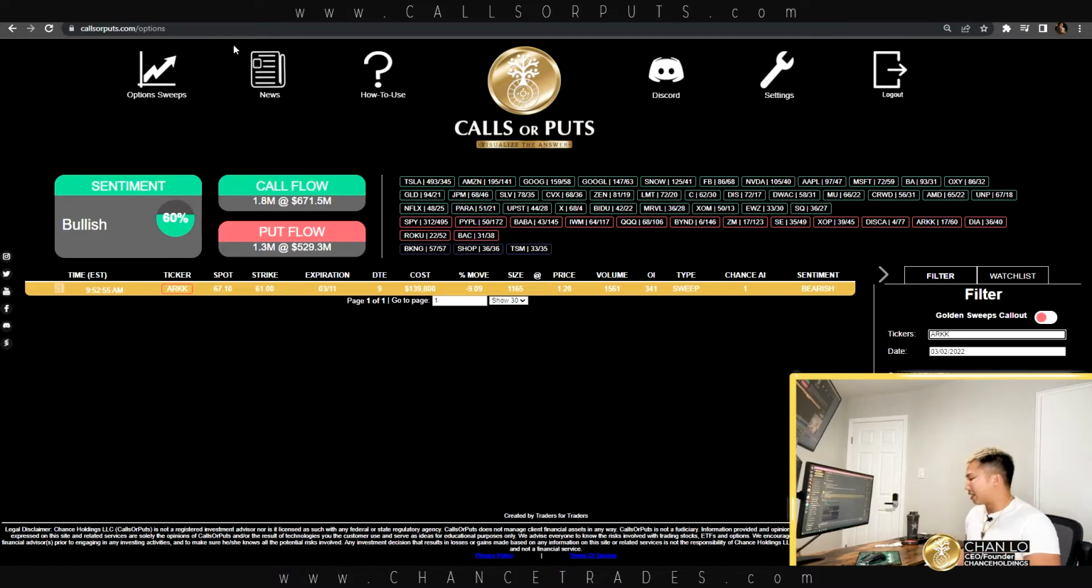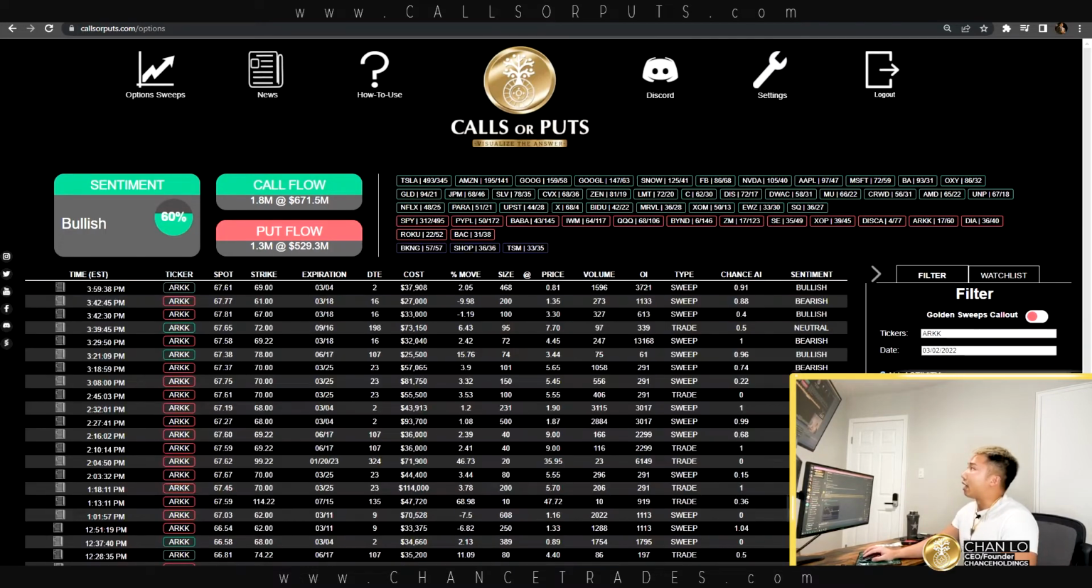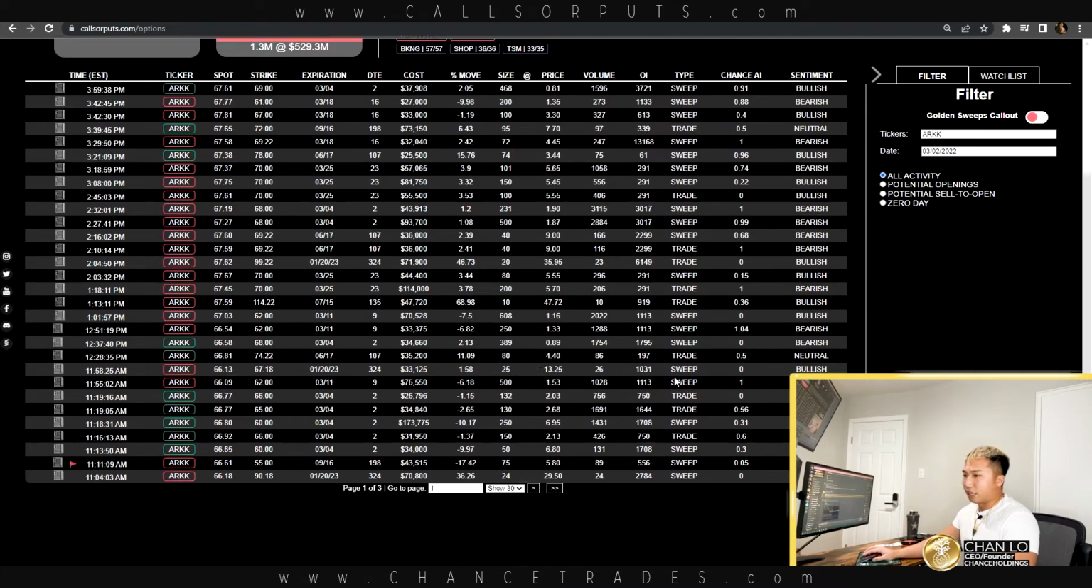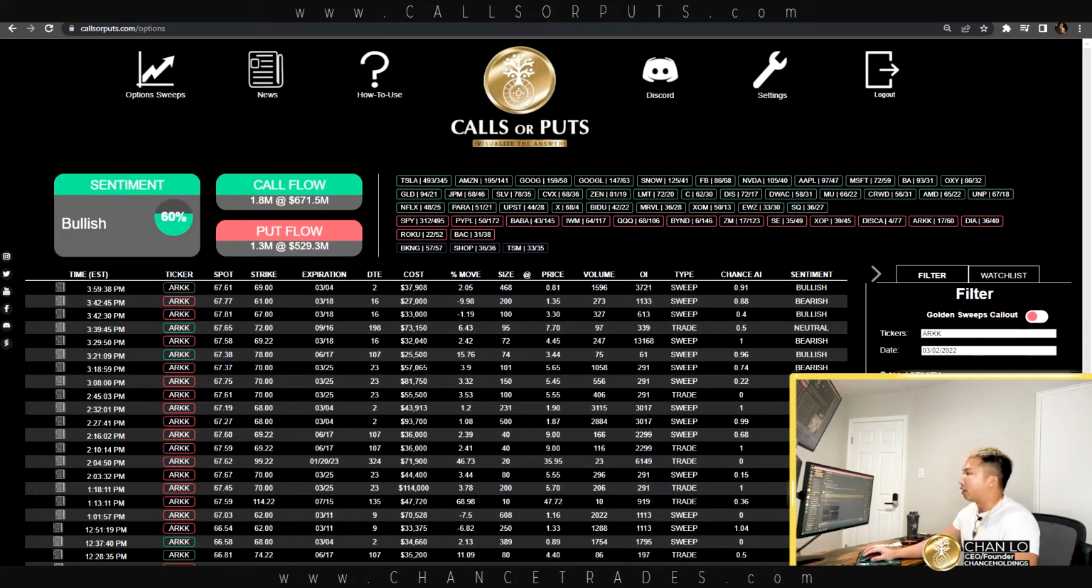Let me give you an example, and obviously you shouldn't follow all the sweeps. We have callsorputs.com here, and if we go to all activity, we will see all the trades that happen for ARKK. The reason it only shows ARKK is because I put it in the filter section to only show that, because I am about to explain this trade that we took in our Discord server and why we took it.